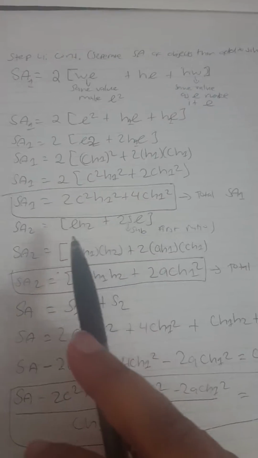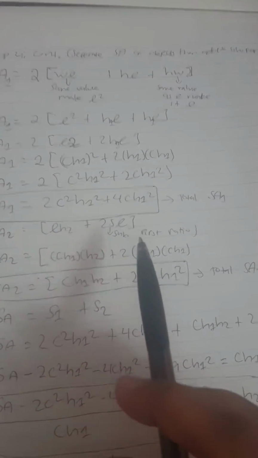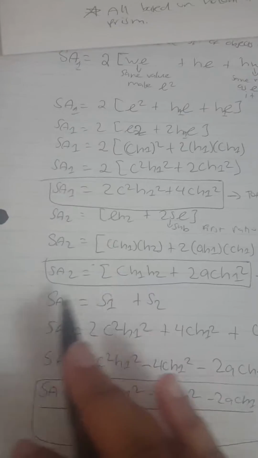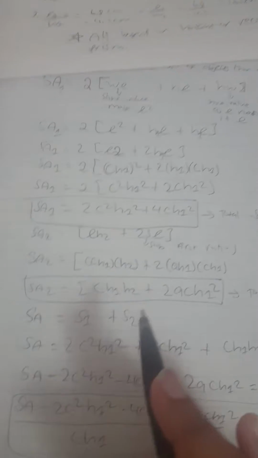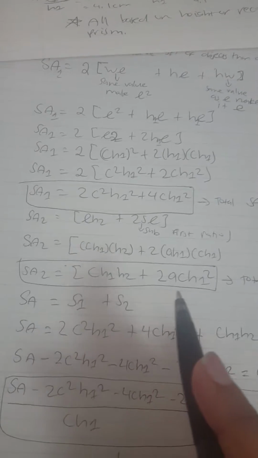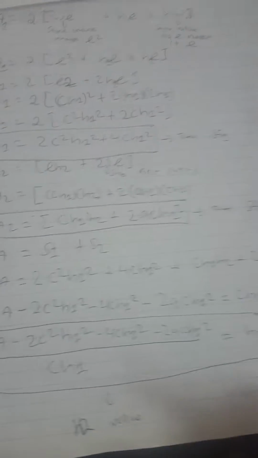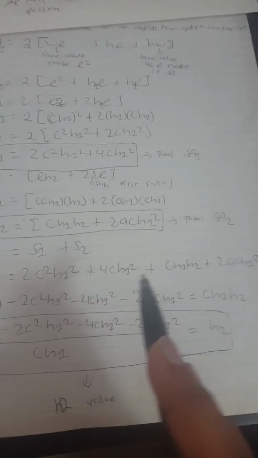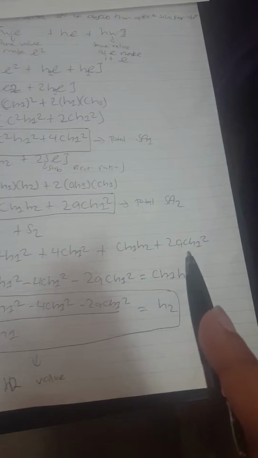Then I'm going to do the surface area for the open top triangular prism. The formula is length times H2 plus 2SL. I'm going to sub in our S ratio, which is actually AH1, and for the rest of the L's, I'm going to sub in CH1. As a result, your final equation comes out to be CH1H2 plus 2ACH1 squared. Then I'm going to add both surface areas together like we did previously to calculate total surface area. In the end, it comes out to be 2C squared H1 squared plus 4CH1 squared plus CH1H2 plus 2ACH1 squared.